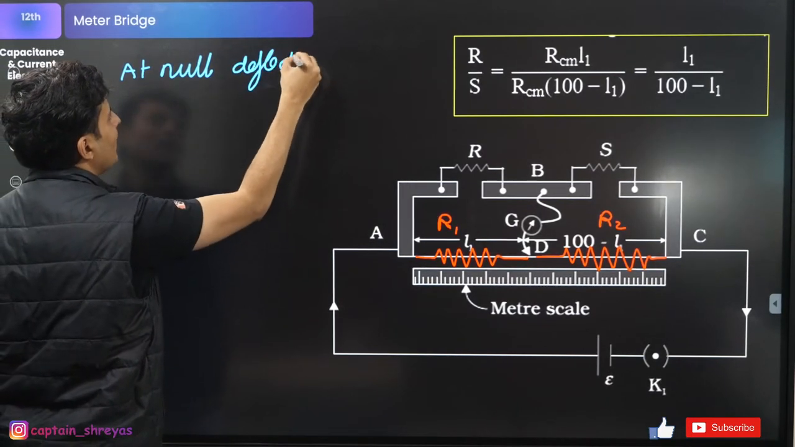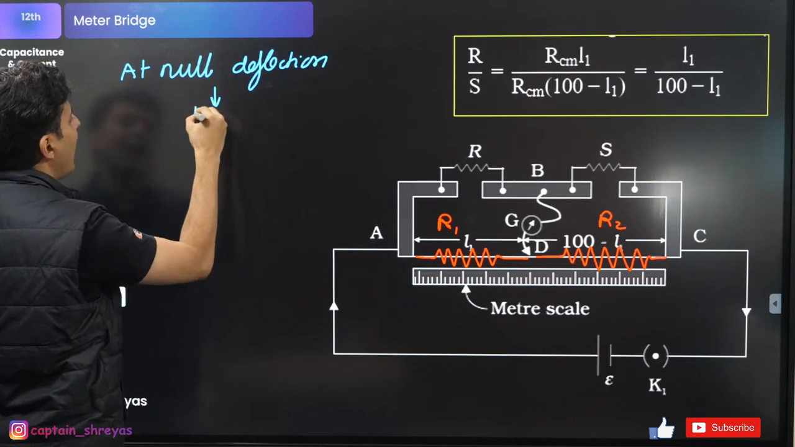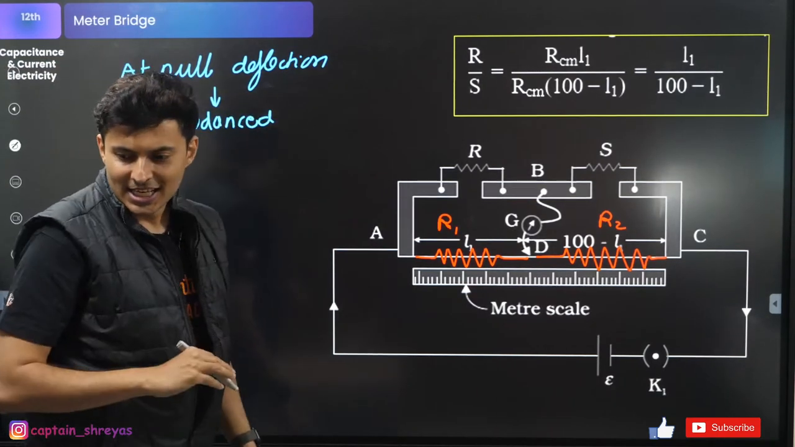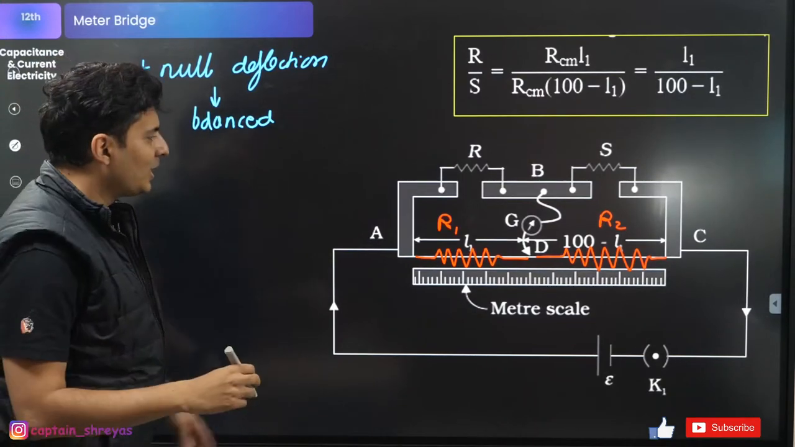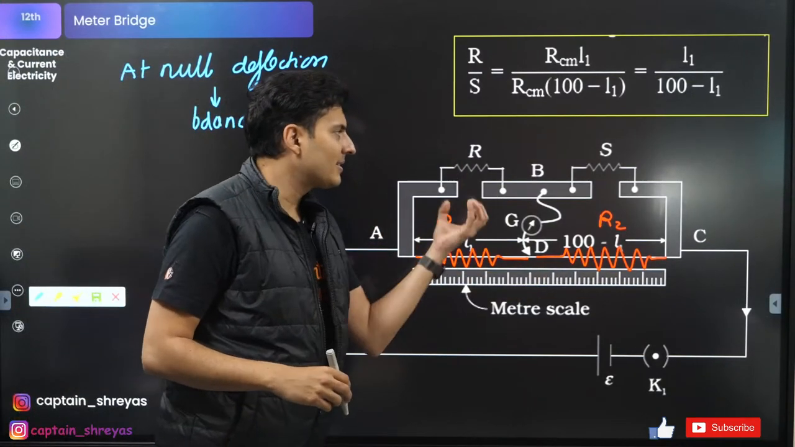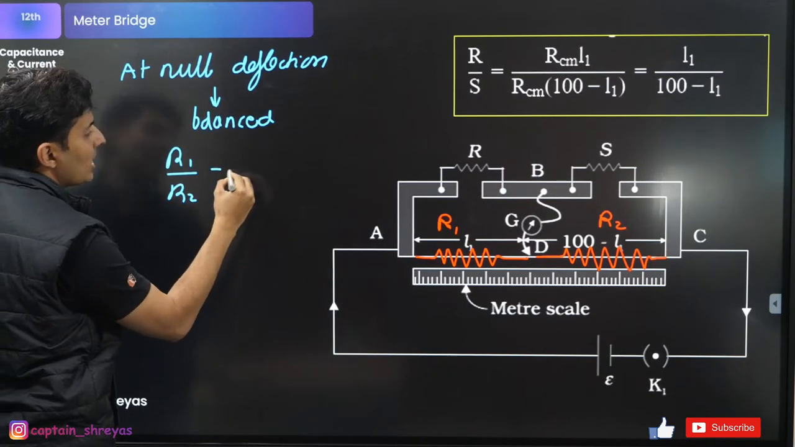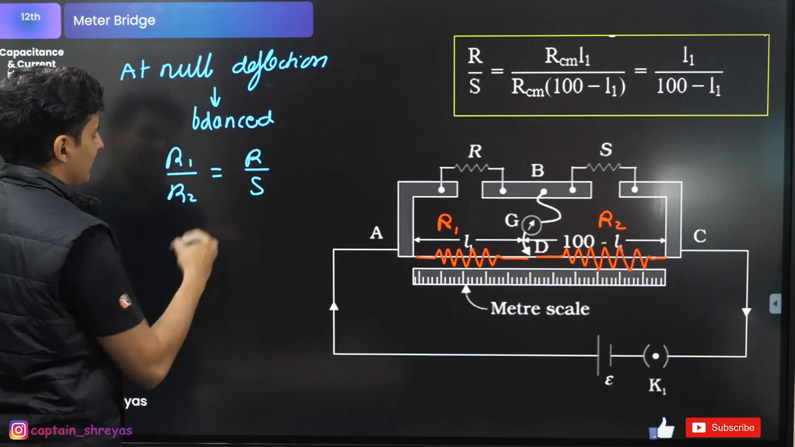At null deflection, what will I get? I will get basically a balanced bridge. Yes or no, guys? I'll get a balanced bridge. Perfect. So that means this by this is this by this. So therefore, R1 by R2 is basically R by S.